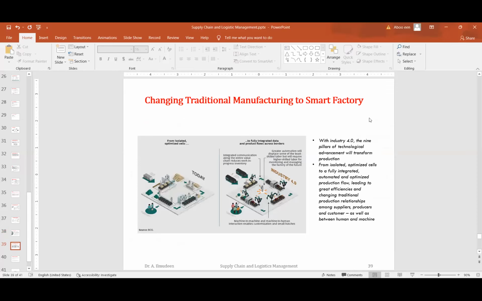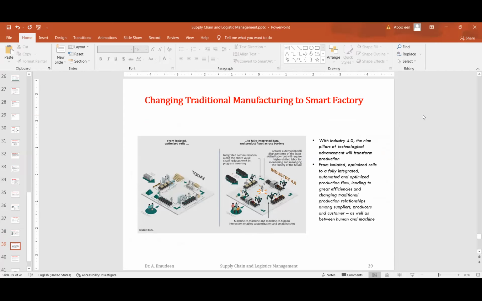Changing traditional manufacturing to the smart factory. Nowadays, the manufacturing process is transformed into a smart factory. In the earlier, traditional manufacturing process, there were manual processes and machineries, and people were involved in the manufacturing process. They had to schedule manually and perform the production functions manually, and a lot of human and labor involvement was there.